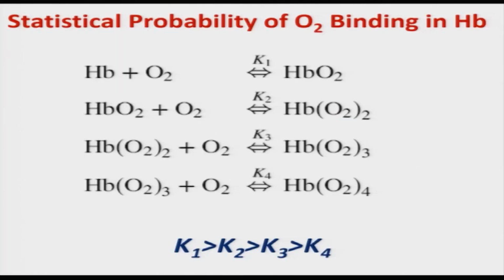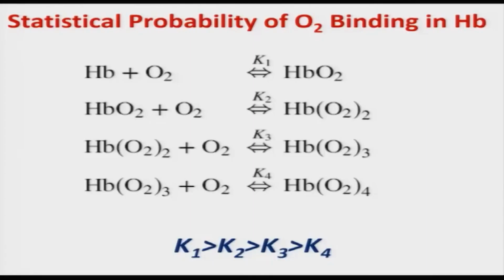Now, let us look at the statistical probability of oxygen binding in hemoglobin. As I have said, hemoglobin is a tetrameric unit. There are 4 heme centers, wrapped by huge protein chains, and if there is a small conformational change at one center, it affects all 4. Okay. What would happen if dioxygen comes and binds stepwise?